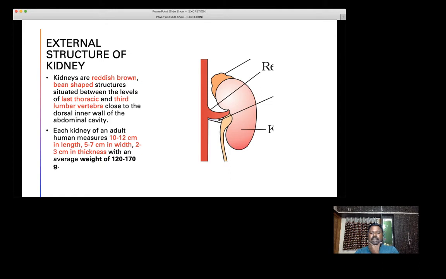Next, the measurements. You see that the length is 10 to 12 centimeters, the width is 5 to 7 centimeters, and the thickness is 2 to 3 centimeters. The weight is 120 to 170 grams. Note this down. Some of the questions also come from this area.